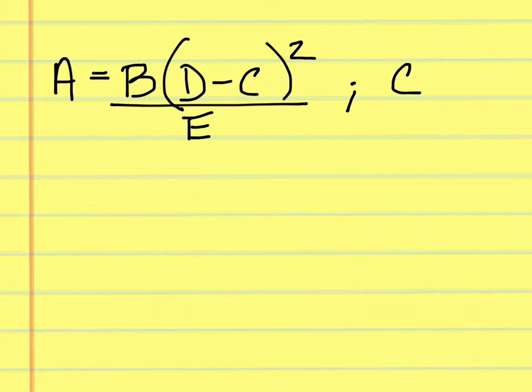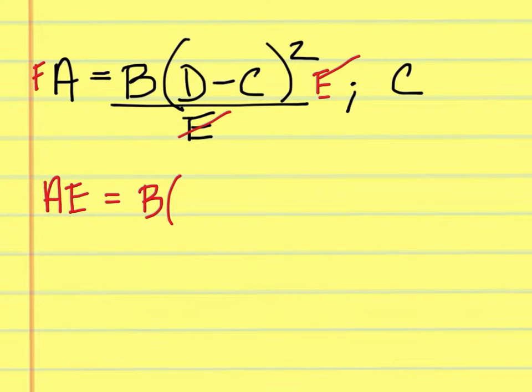You must begin getting things away from the C. You can't do anything with this up here yet because you have everything divided by E. If you're going to divide by E and you want to undo that, you must do the opposite, which is multiply. So if I multiply this side by E and this side by E, I can now cancel out the E there and be left with AE on the left and then B times the quantity squared of D minus C.